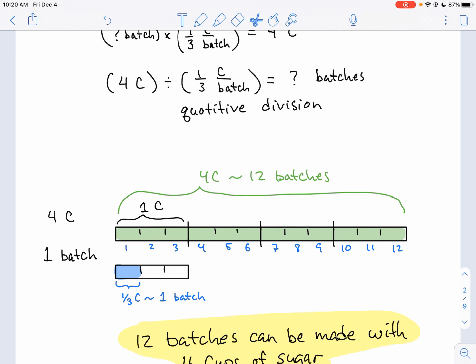And since we're trying to figure out how many batches we can make, we want to figure out how many copies of the blue strip it takes to make the green strip. Since you can just count them out, we don't need to do any partitioning, only iterating is required here, because if I iterate the blue strip 12 times, I will get the entire green strip. So 12 of the 1/3 will make 4. In other words, 12 batches.